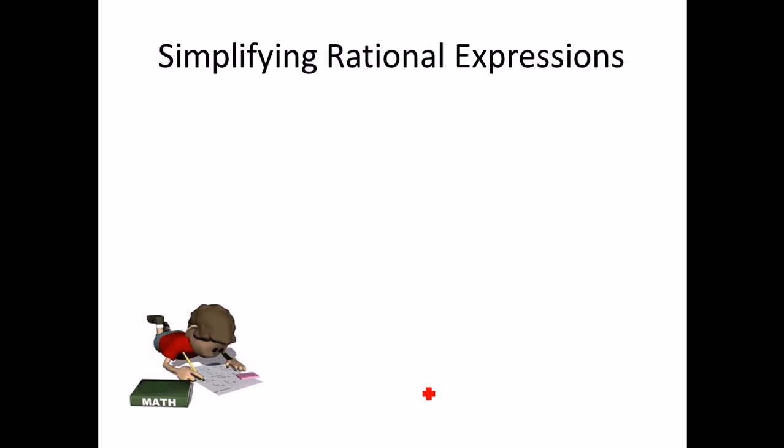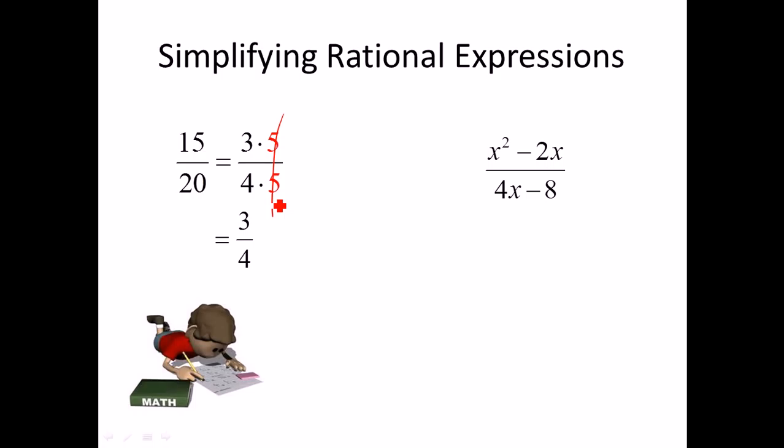So given any rational expression, or any rational number, say for example here 15 over 20, this can be factored, right? So we factor 15 into 3 times 5, and you can factor 20 into 4 times 5. And notice what you have now is the 5 times 5. So that cancels, right? And what you're left with is 3 over 4.